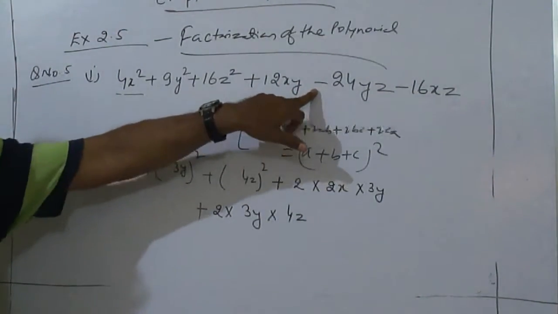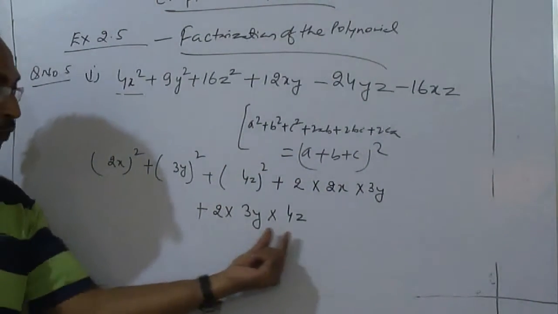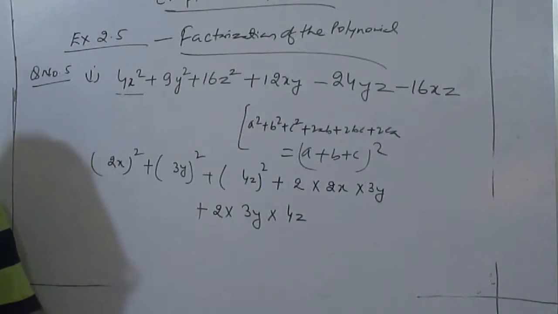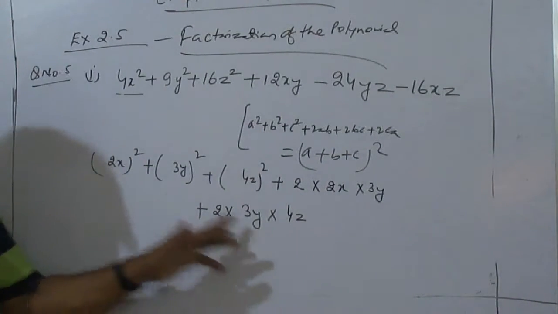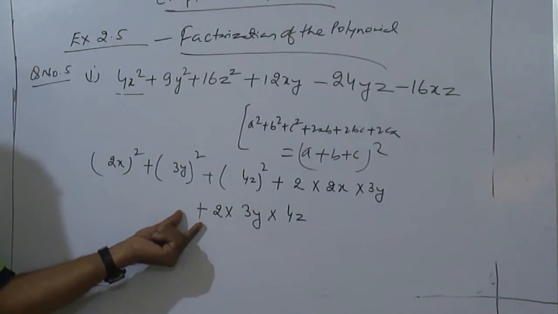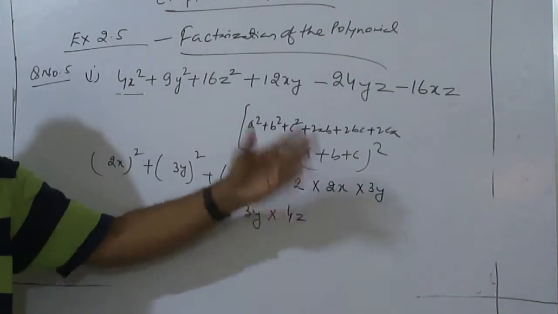But here minus is there. So minus is there, it means any one term in this 2 consists of minus. Any one term, either 3y will be minus or 4z will be minus. Then only it can become minus here. Yes or no? But understanding this point, you have to understand very carefully where we have to put minus. Correct? Now understand. Suppose you are telling that 3y is minus, then it will affect here also.